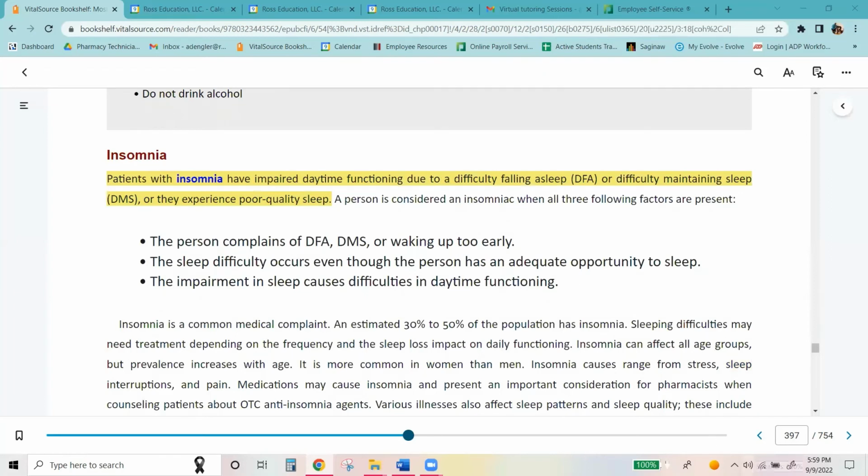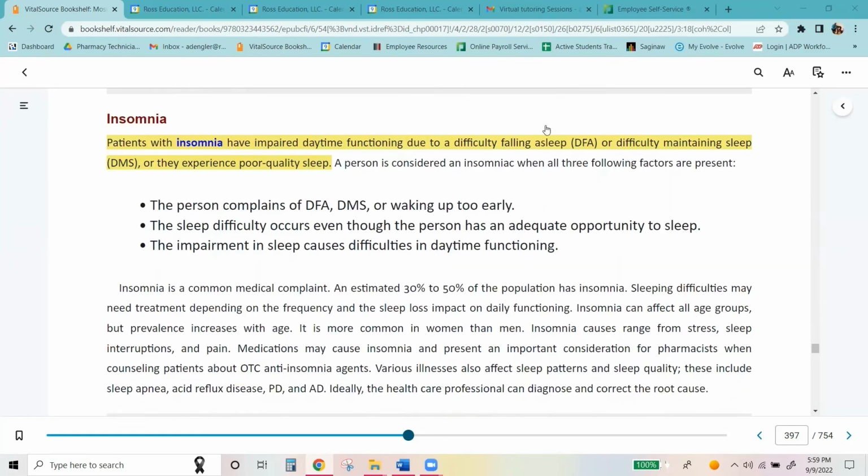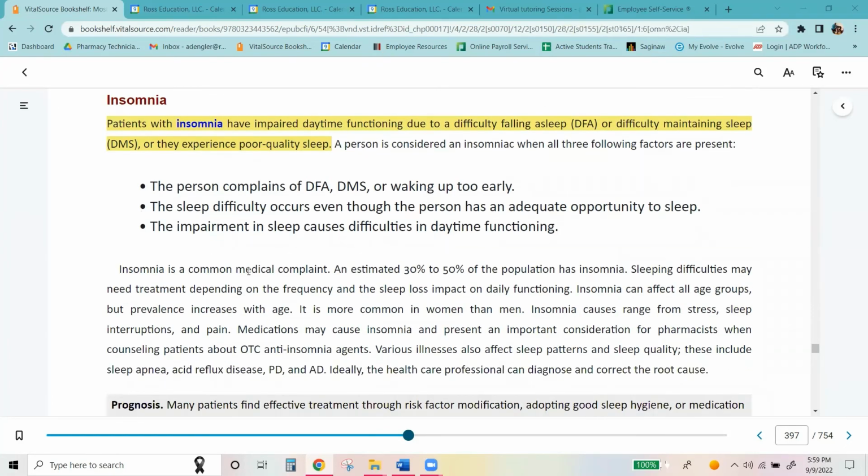Insomnia. So patients with insomnia have impaired daytime functioning due to difficulty falling asleep or difficulty maintaining sleep, or they experience poor quality sleep. A person is considered an insomniac when all three following factors are present. They complain of difficulty falling asleep, difficulty maintaining sleep, or waking up too early. The sleep difficulty occurs even though the person has an adequate opportunity to sleep, and the impairment in sleep causes difficulties in daytime functioning. An estimated 30 to 50% of the population has insomnia.